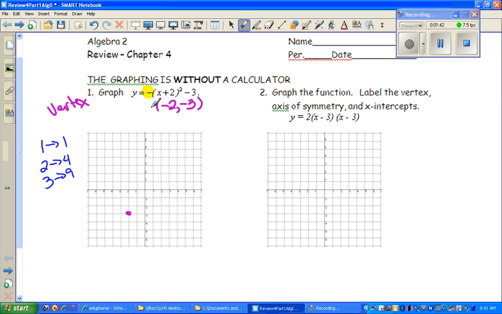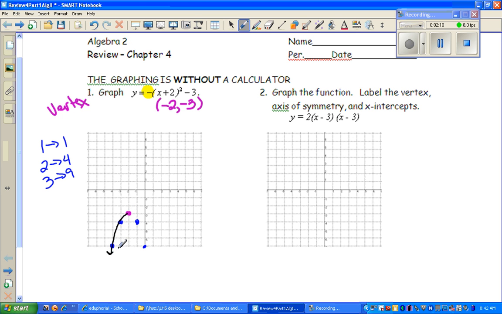So I know I'm going to go down, and I know that as I go out 1 from the vertex, I'm going to go down 1 since it was a negative in front. So out 1, down 1. And then if I move out 2, I'm going to go down 4. This is the pattern method for graphing these. 1, 2, 3, 4.